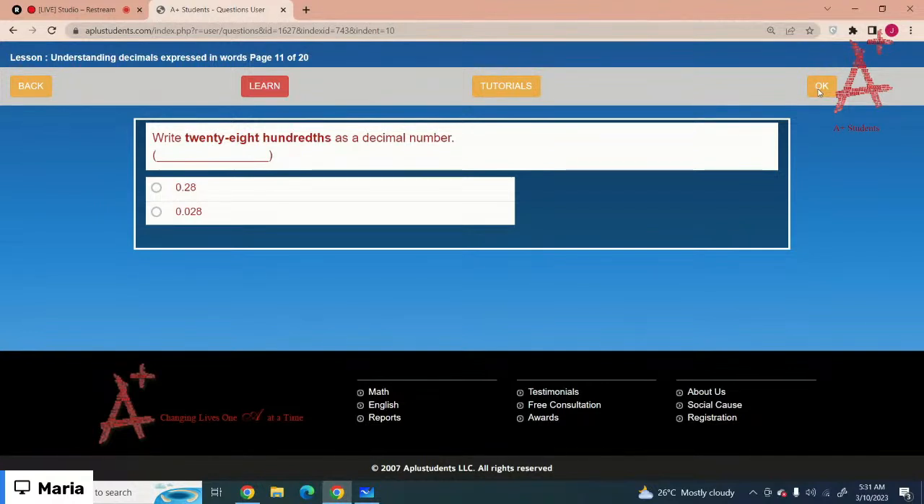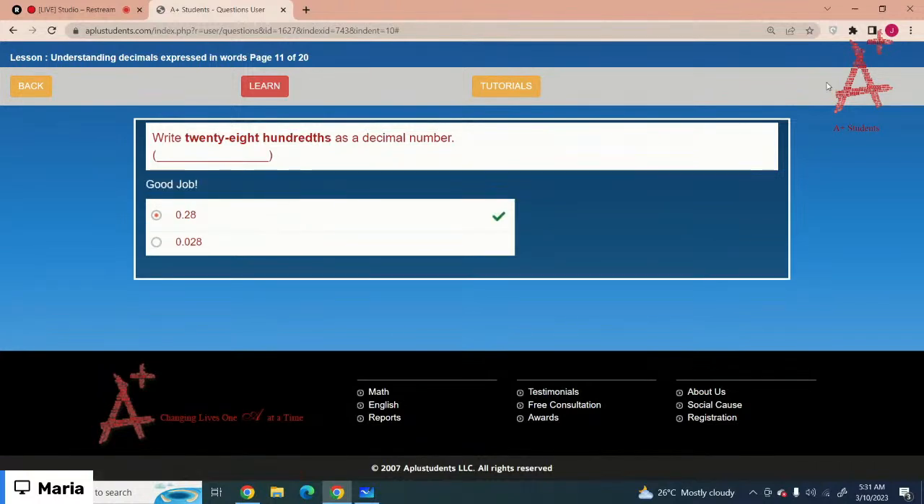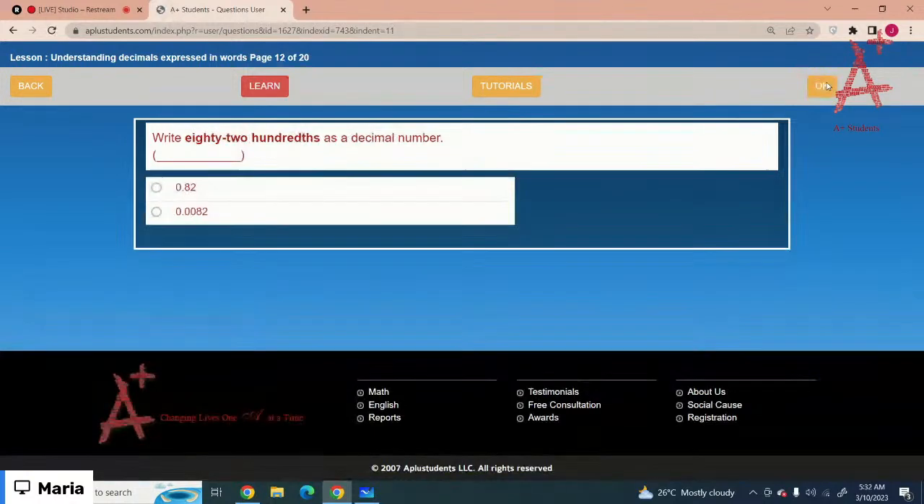So 28 hundredths, that is 0.28. Got it? Just write down the digits. Yes, very good. That is 0.28. Write 82 hundredths as a decimal number. Be quick while answering.